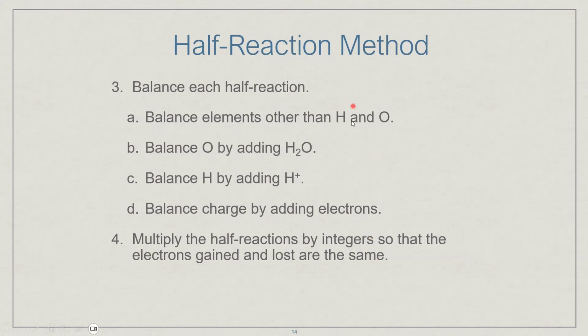And then we'll do this for both of those half reactions. So we're going to have the oxidation and the reduction pieces. But with that, when we get to this point, it doesn't necessarily mean we're going to have the same number of electrons involved in each of those.